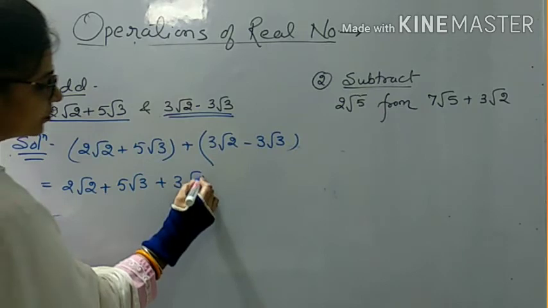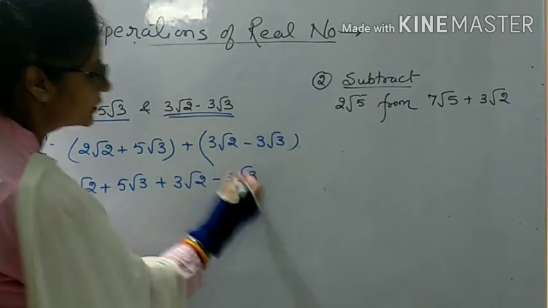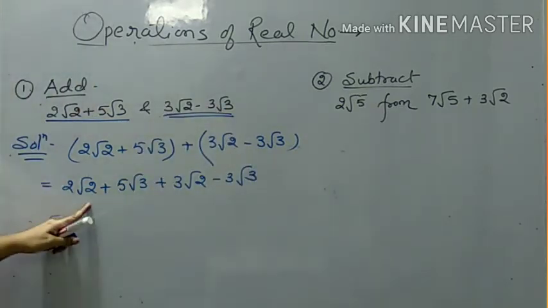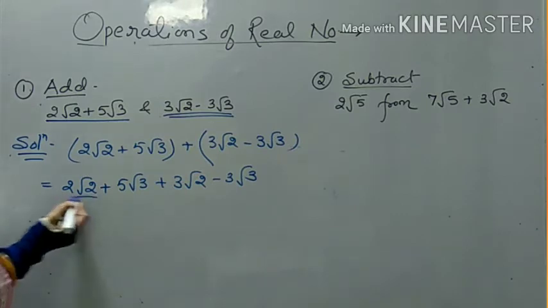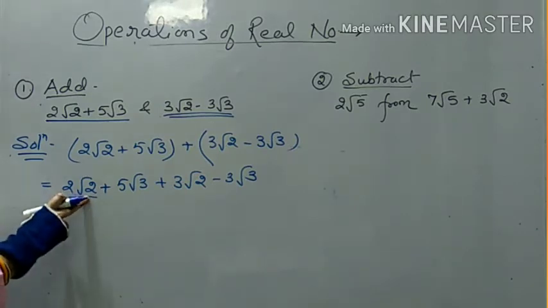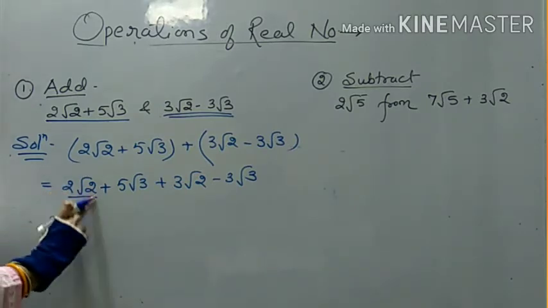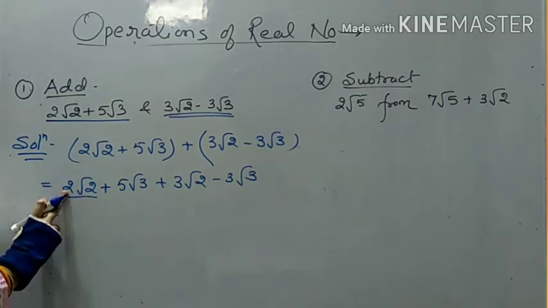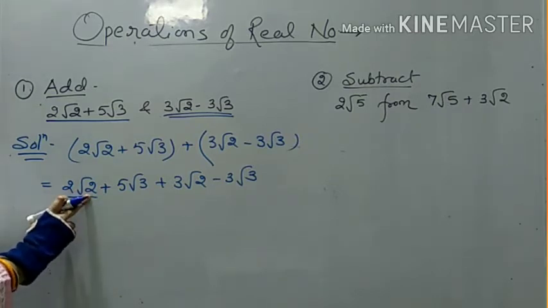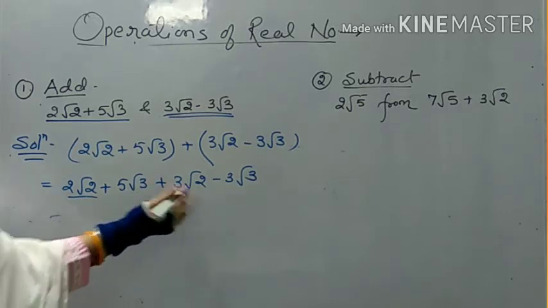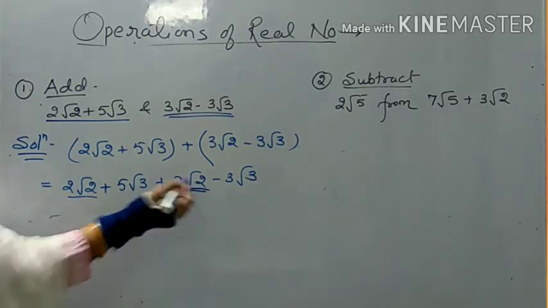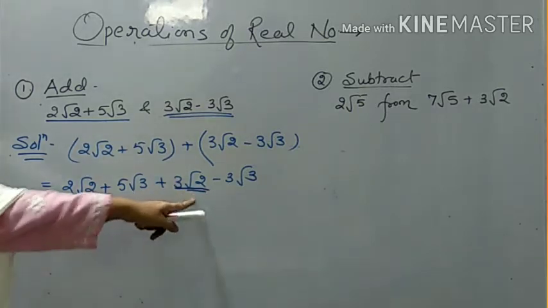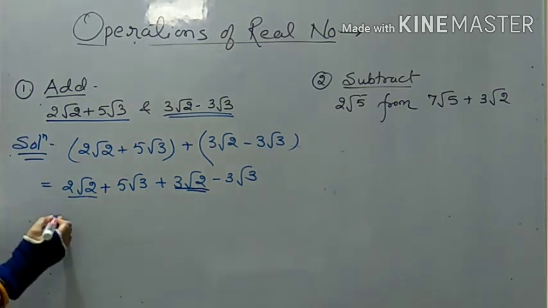Plus 3 root 2 minus 3 root 3. Now this irrational number, 2 root 2, has a rational part and an irrational part, right? Rational part is 2, irrational part is root 2. So there is one more number whose irrational part is root 2. So we will combine these two.